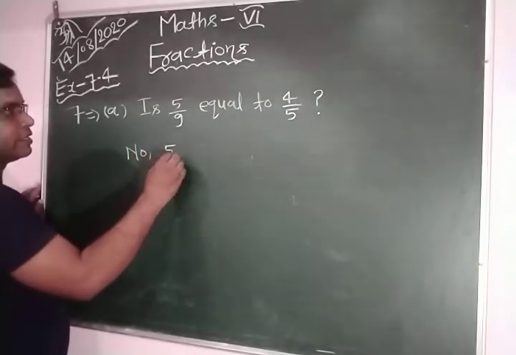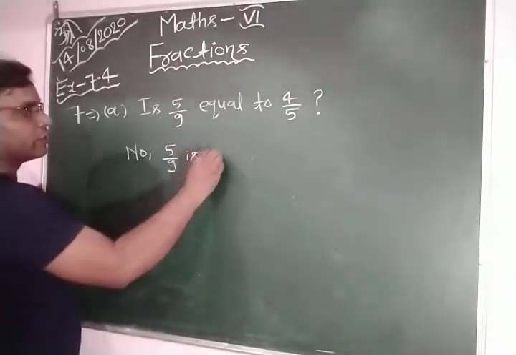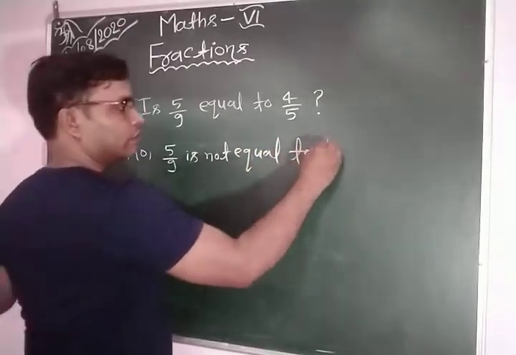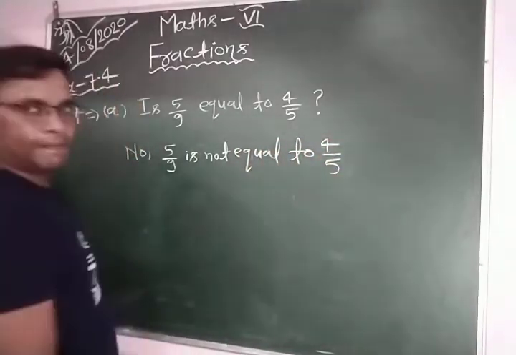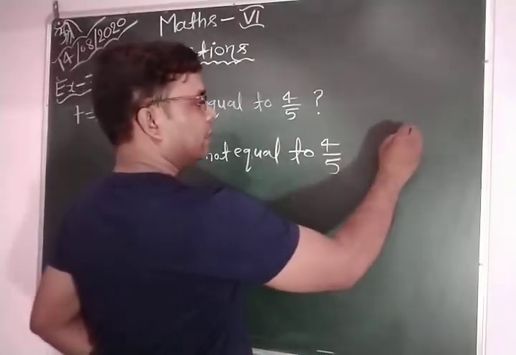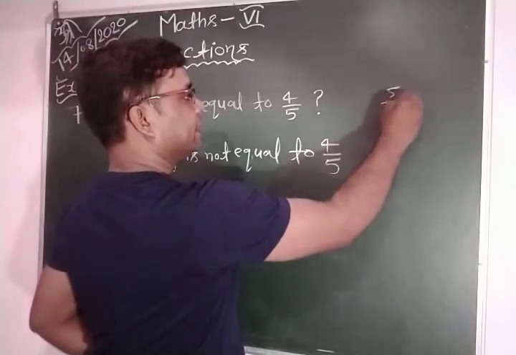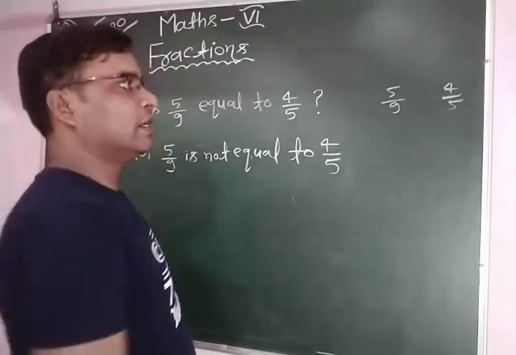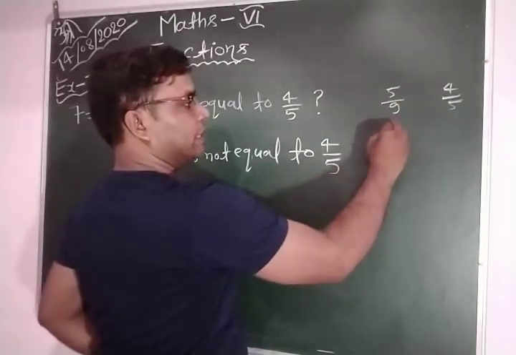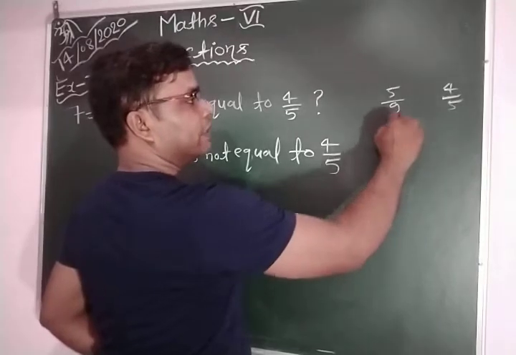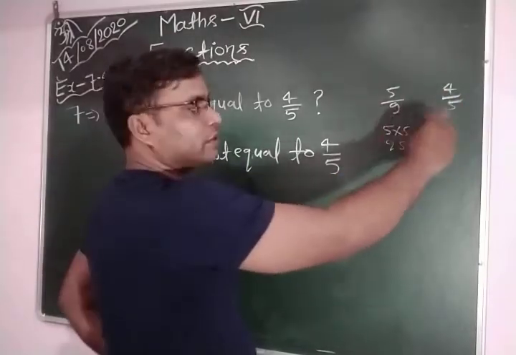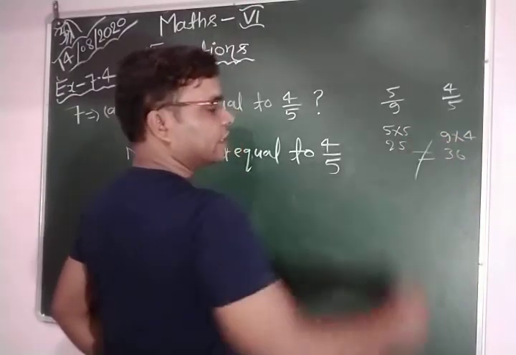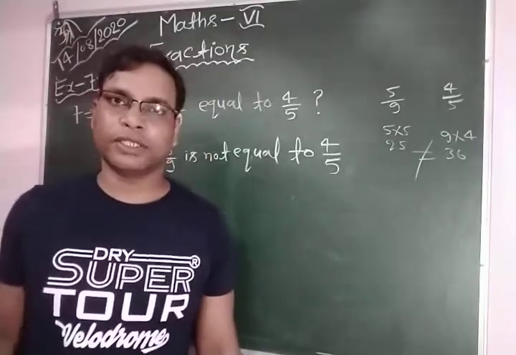Okay, so you can write here no, 5 by 9 is not equal to 4 by 5. Okay, because you can see here, first we write 5 by 9 and 4 by 5, and we use the cross multiplication method. Here this 5 into this 5, 5 into 5, we obtain 25, and this numerator into this denominator we obtain 9 into 4, this is equal to 36. So you can see here 25 does not equal 36.